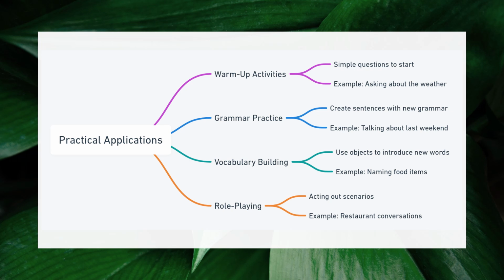8. Practical applications in the classroom. Here are a few ways to use eliciting techniques in your English classroom. Warm-up activities. Begin the class with a simple question related to the lesson topic to get students thinking and speaking in English. Example: if the lesson is about weather, ask, "How is the weather today?" This helps set the context for the rest of the lesson.